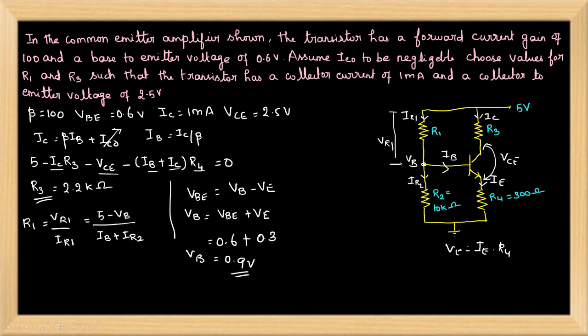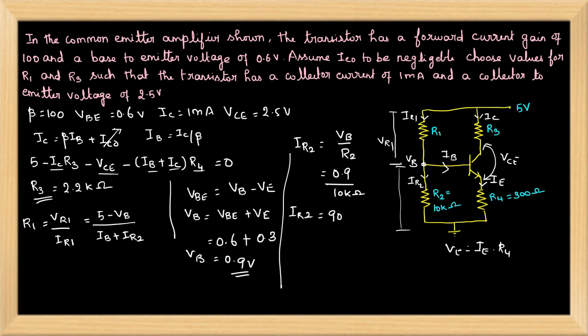Now IR2. So IR2 is equal to VB divided by R2, as the voltage across this point here is VB. We know VB is equal to 0.9 volt divided by R2, which is 10 kilo ohm. So IR2 equal to 90 microamps. So we know IR2 now, VB now. Substitute here, and we can get the value of R1. So when we substitute, we will get R1 equal to 41 kilo ohm.